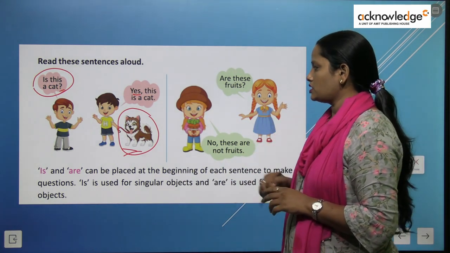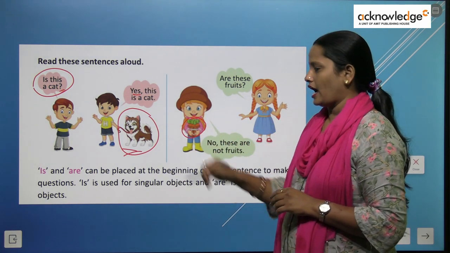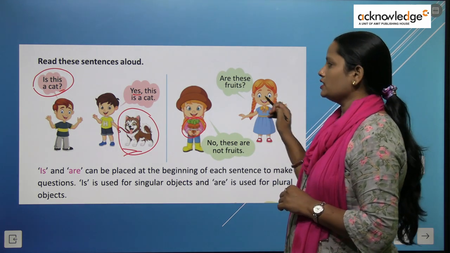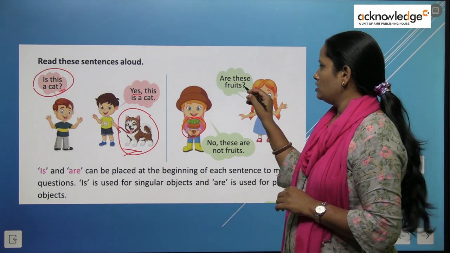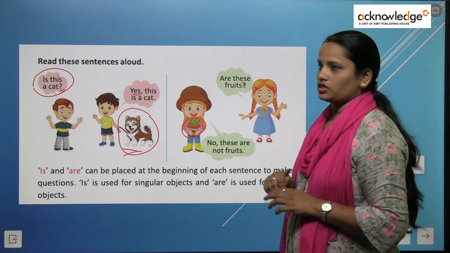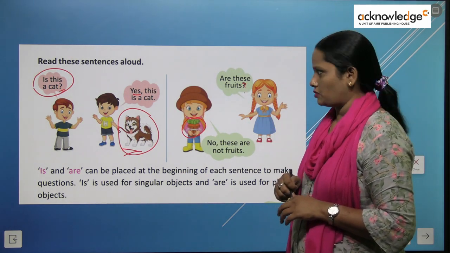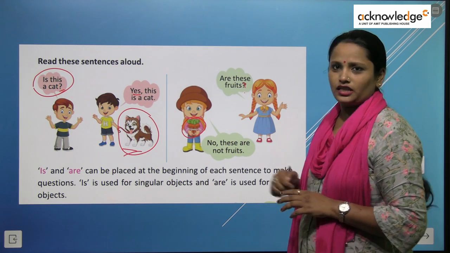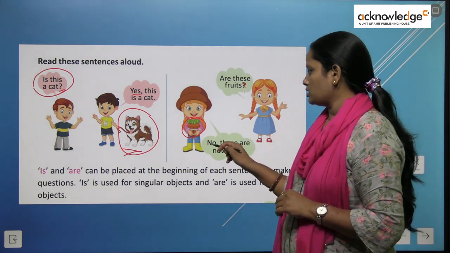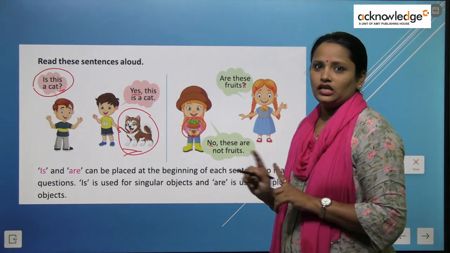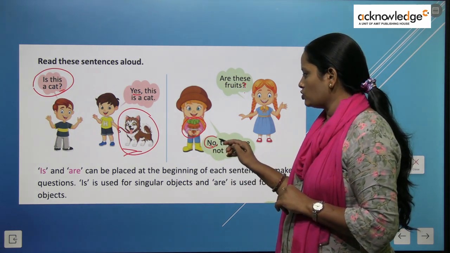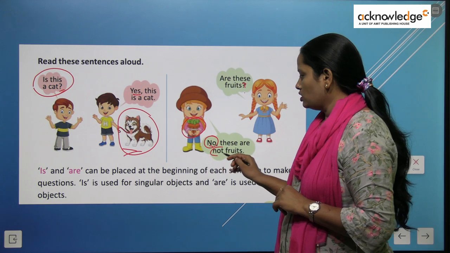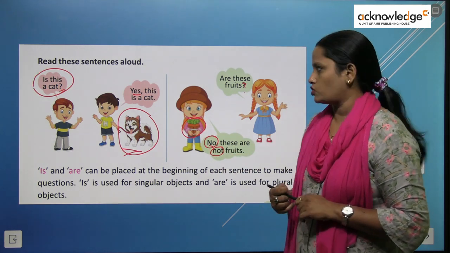Next, two girls are standing, one is holding something in her hand. This girl is asking the other girl, are these fruits? See here there is a question mark. And what is she replying? No, these are not fruits. So when we use no here, we use not in the sentence also.